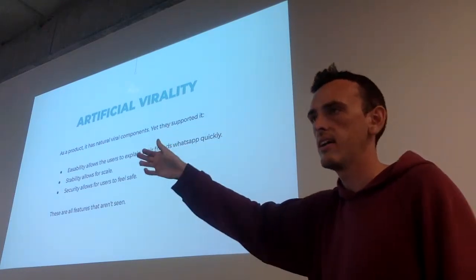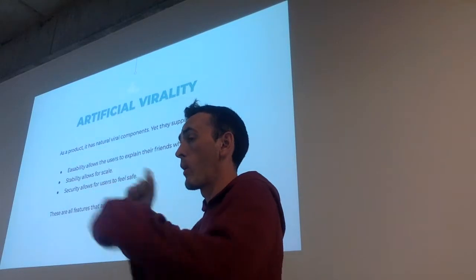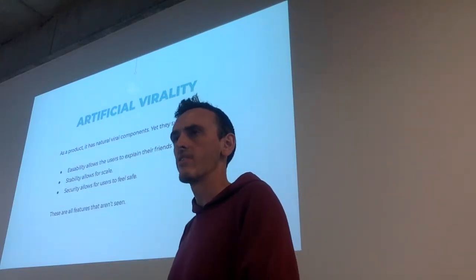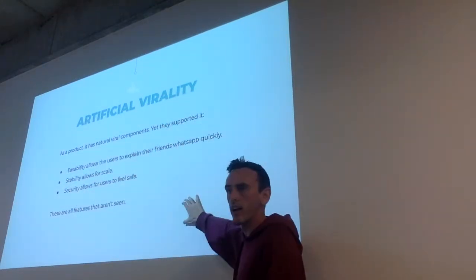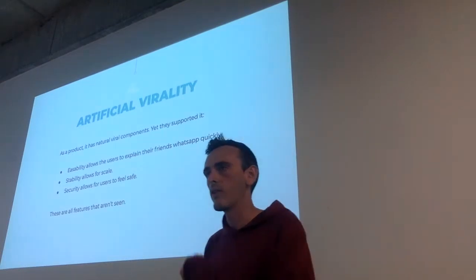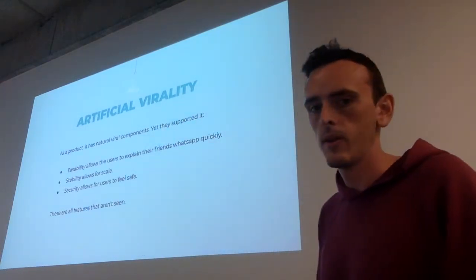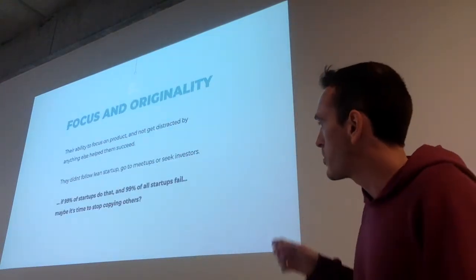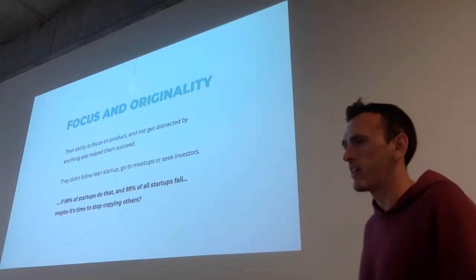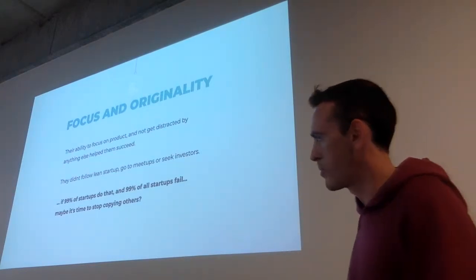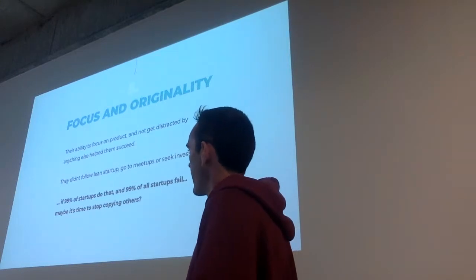So initially I said, when it comes to the best products, it's also a lot about what isn't there. These are three features that are not really seen, but they're for sure thought about and crafted by the product team. And then the fifth point is focus on originality. So they have the ability to focus on product and not get distracted by anything else.